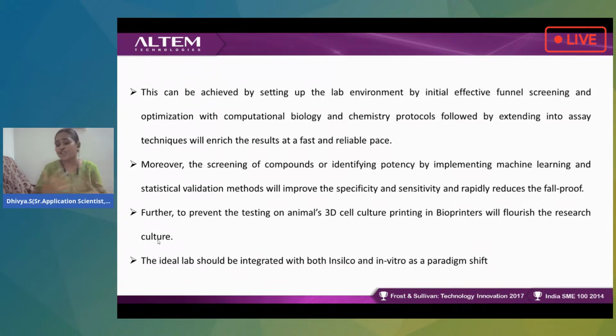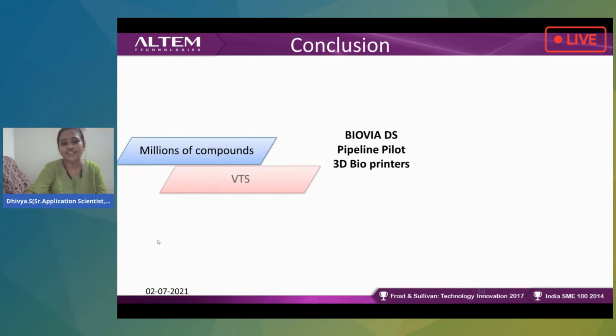And if you implement this technology in future, it is going to be very specific, and it will even replace animal testing, preventing and replacing in vivo testing in animals also, and flourish your research culture. Ideally, one lab should have both technologies, which would be a valuable paradigm shift in science and technology, especially in life sciences. So, conclusions.